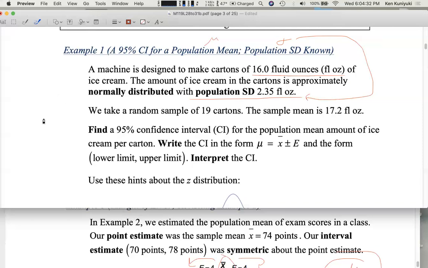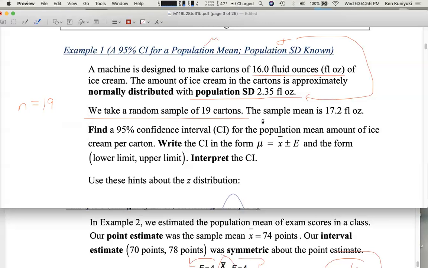So the company hires some people, some statisticians, and they take a random sample of 19 cartons. The sample size, little n, is 19. We don't care about big N. Big N could be in the thousands or millions, but it's going to be way larger than little n. So we can assume independence and all that.